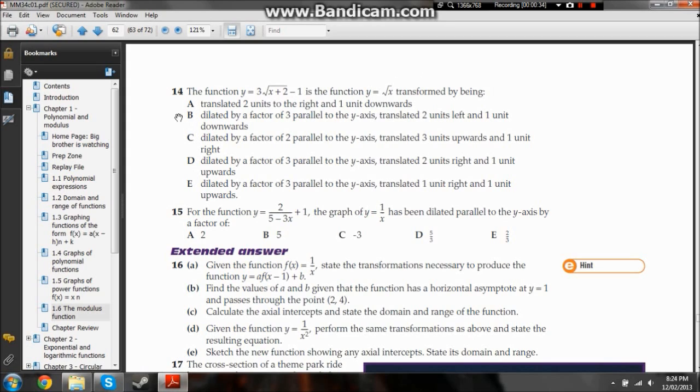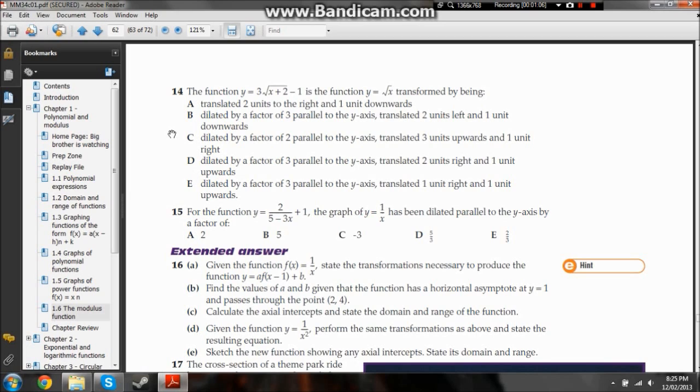B, dilated by a factor of 3 parallel to the y-axis, translated 2 units left and 1 unit downwards, so x plus 2 will become a negative 2, so it is going to translate 2 units to the left. The take 1 is going to move it 1 unit down, and the 3 will dilate it by a factor of 3 parallel to the y-axis, so it's B, but I'm going to read the other things anyway and say why they're wrong. So C is dilated by a factor of 2 parallel to the y-axis, so that's already dilated by a factor of 2. There's a 3 there, so that's not right.